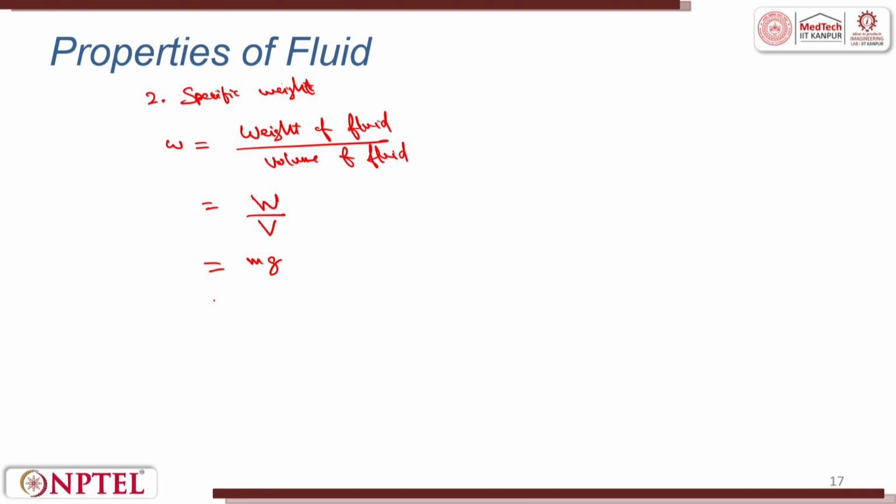And mg by V gives me m by V into G. M by V is what? Rho. Rho G. So I'll put the values of rho and G. Rho is 700, that is for the fluid we are talking about, that is petrol, into G is 9.81. This is equal to 6867 newtons per meter cube.